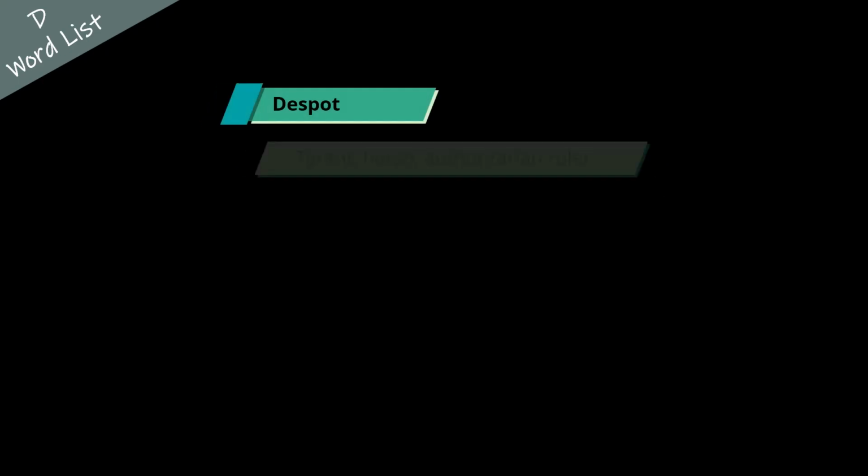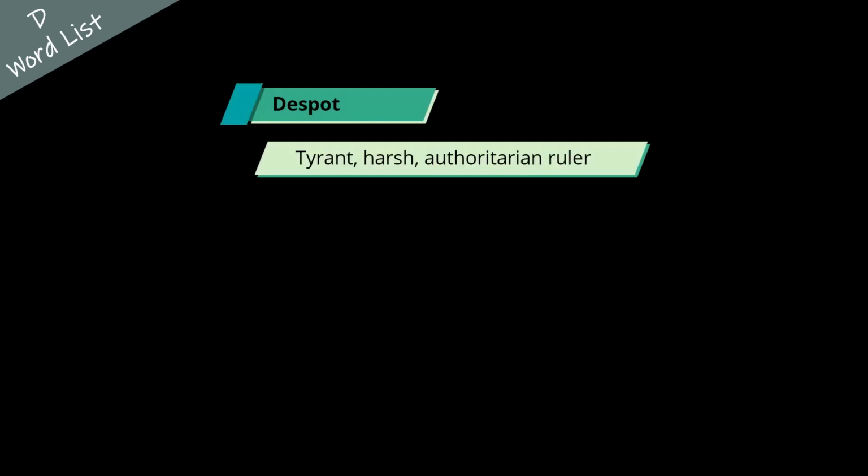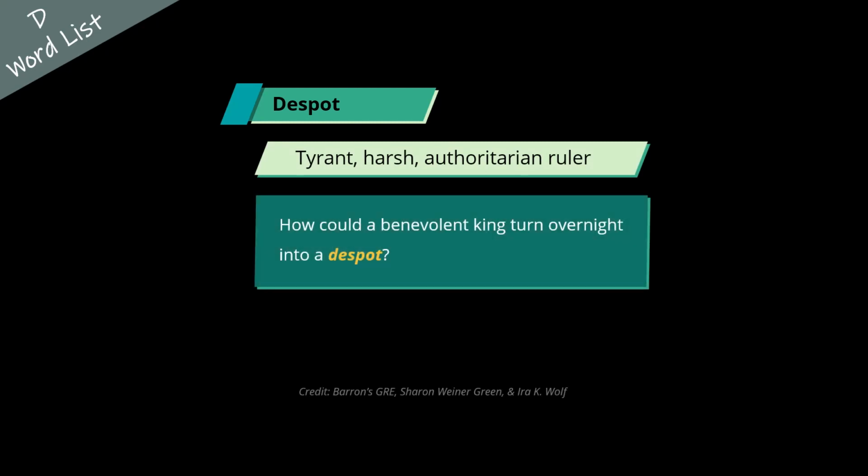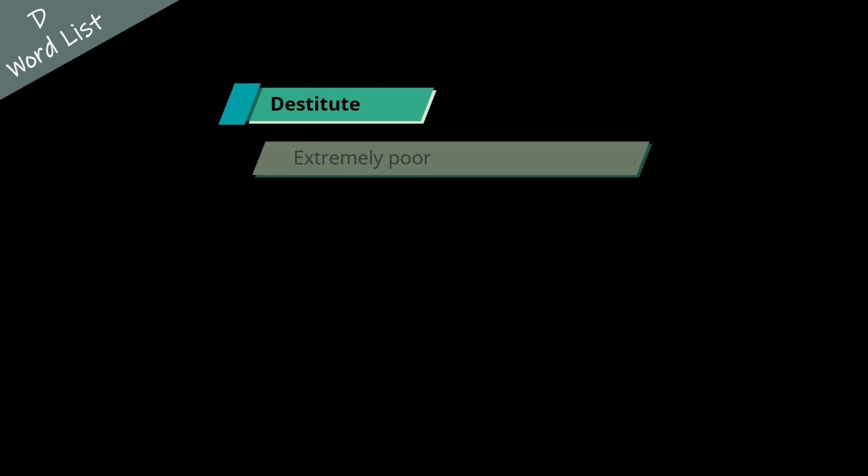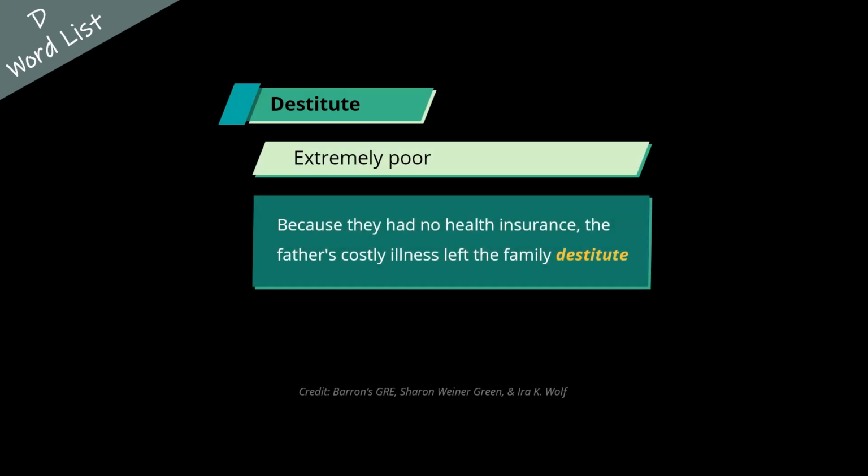Despot means tyrant, harsh, authoritarian ruler. For example, how could a benevolent king turn overnight into a despot? Destitute means extremely poor. For example, because they had no health insurance, the father's costly illness left the family destitute.